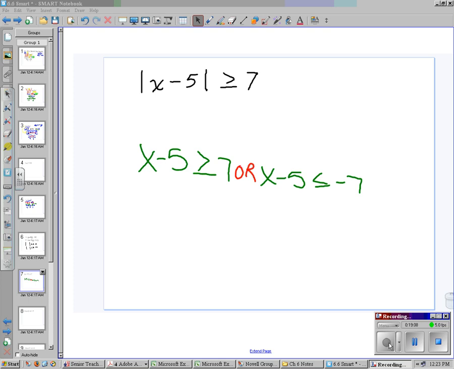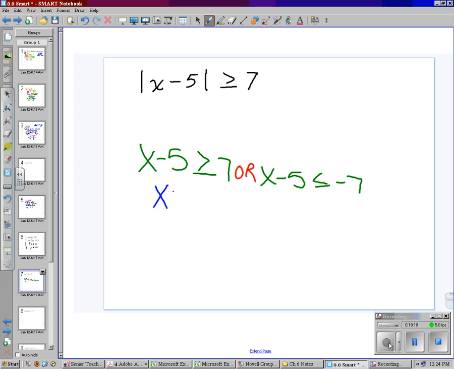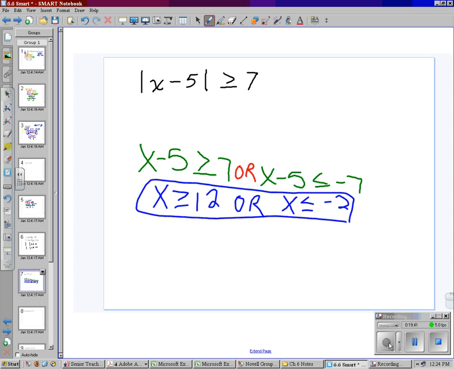X minus 5 greater than or equal to 7. What's the solution to this inequality, please? Cecilia? X is greater than or equal to 12. Exactly. Could I have the solution to the other inequality, please? X minus 5 is less than or equal to negative 7. Ben? X is less than or equal to negative 2. All right. We're going to carry that word or down with us into our answer. And once you have just X in each of them, that is your solution.